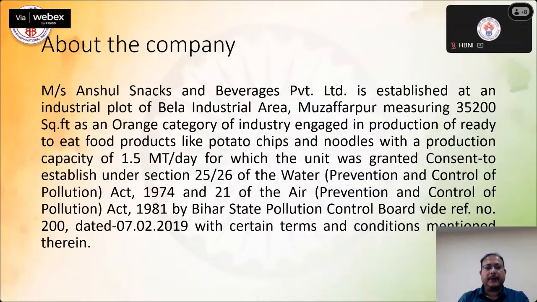So in this case, what about the company? The company name was Messrs. Anshul Snacks and Beverages Private Limited. It is established at an industrial plot of Bela Industrial Area, Muzaffarpur, measuring 35200 square feet, as an orange category industry engaged in the production of ready-to-eat products like potato chips and noodles, with a production capacity of 1.5 metric ton per day, for which the unit was granted consent to establish under Section 25/26 of the Water (Prevention and Control of Pollution) Act 1974 and Section 21 of the Air (Prevention and Control of Pollution) Act 1981 by the Bihar State Pollution Control Board, with certain terms and conditions mentioned there.